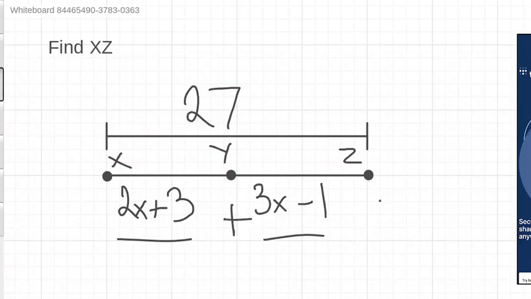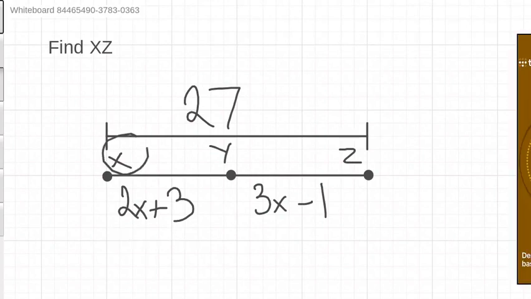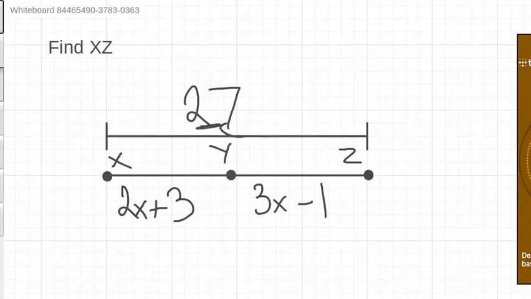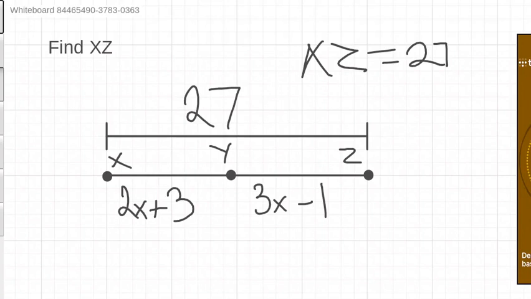This one's a really fun one, because you could solve it and add them together and it would equal 27, or you could just pay attention and look that, hey, x to z, this whole thing is 27. It already gives you what x to z is worth. So you could have just written 27 as x to z. Of course, solving it would be the same thing. You still would have gotten your same answer. But if it gives it to you, why not just roll with it?